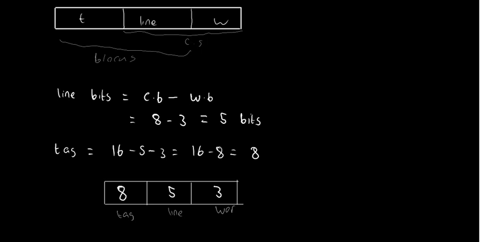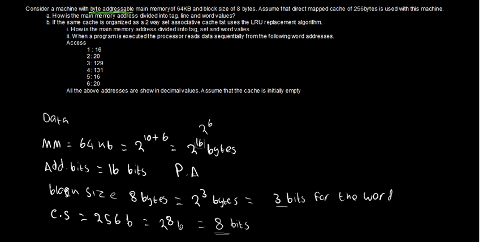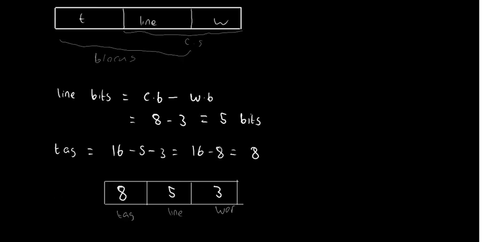Now let's look at the second part of our question. It says: if the cache is organized as a two-way set associative cache that uses the least recently used replacement algorithm, how is the main memory divided into tag, set, and word values? We'll talk about replacement algorithms as we go on. The first one, direct mapping, had the line, but set associative has the sets.